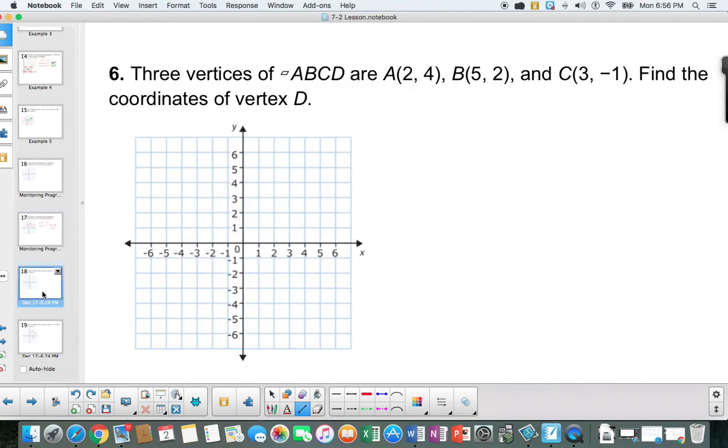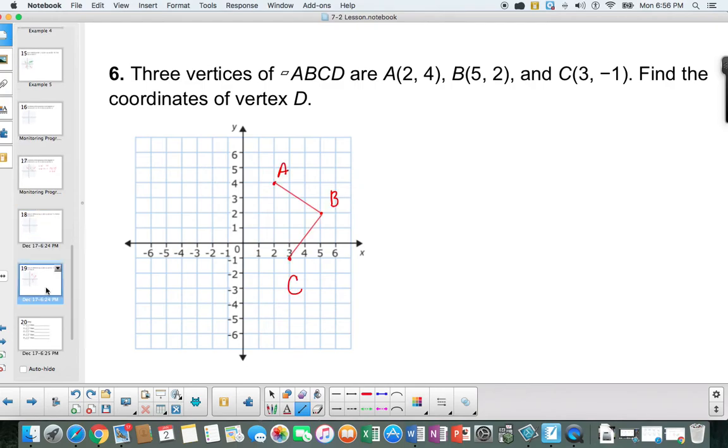Your turn to find the coordinate of D. Plot the points and see if you can find it. All right, now to find D, I plotted 3 of the points, and remember what I want to do is make sure that the opposite sides are parallel. So over here from this point, I'm going to go 3 units to the left and 2 units up, and that's what I want to do over here. I'm going to go 3 units to the left and then 2 units up, and this will be my point D, and point D is 0, 1.